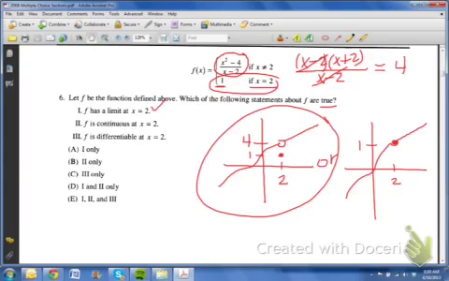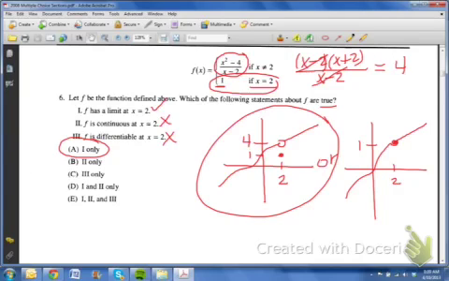So there will be a limit at 2. But it's not continuous or differentiable at 2 because the value that we got when we plugged 2 into the first piece doesn't equal the value that you get when you plug 2 into the second piece, which makes it not continuous. And if it's not continuous, it can't be differentiable. So only one is true.